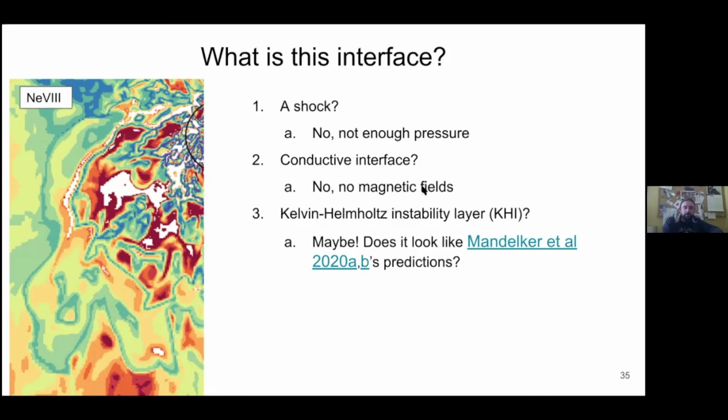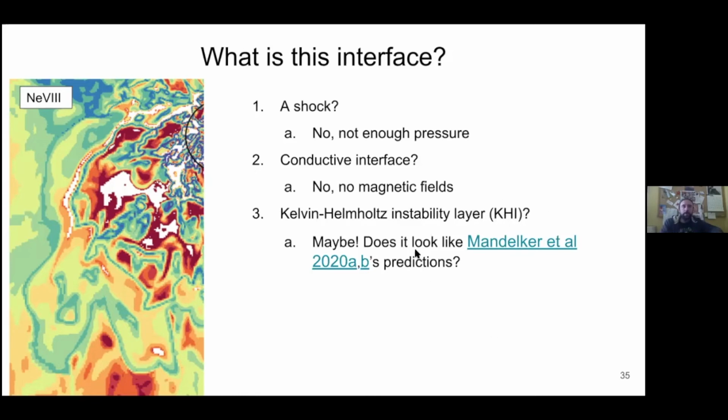A conductive interface might be relevant here. This is something that people are talking about, but we don't have magnetic fields, so that's certainly not how we're making it. If that changes our results, that might be important to keep in mind, but we are making this some other way. And what we settled on is I think this is a Kelvin-Helmholtz instability layer, which I'm also going to call KHI.